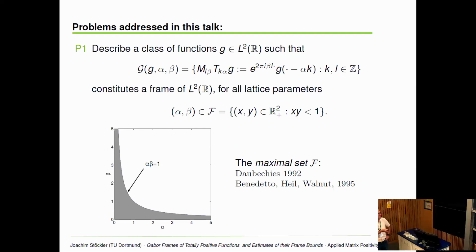So the maximal set, the necessary condition, was already published in the 90s, consists of these parameters alpha, beta, less than or equal to 1. This is for general g. The frame set is a subset of this dark region here, and the frame set would be the set of all parameters alpha, beta, which generate a Gabor frame.